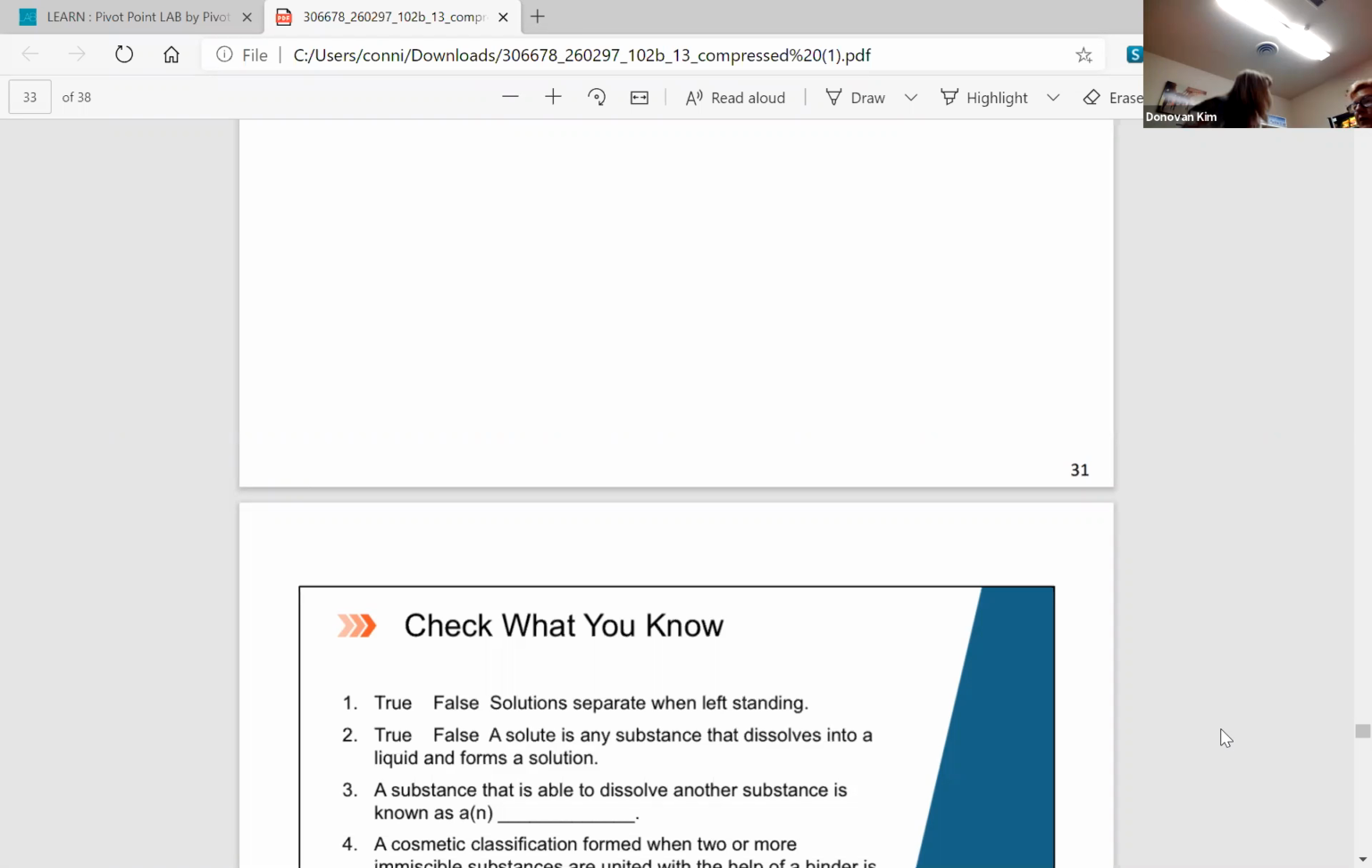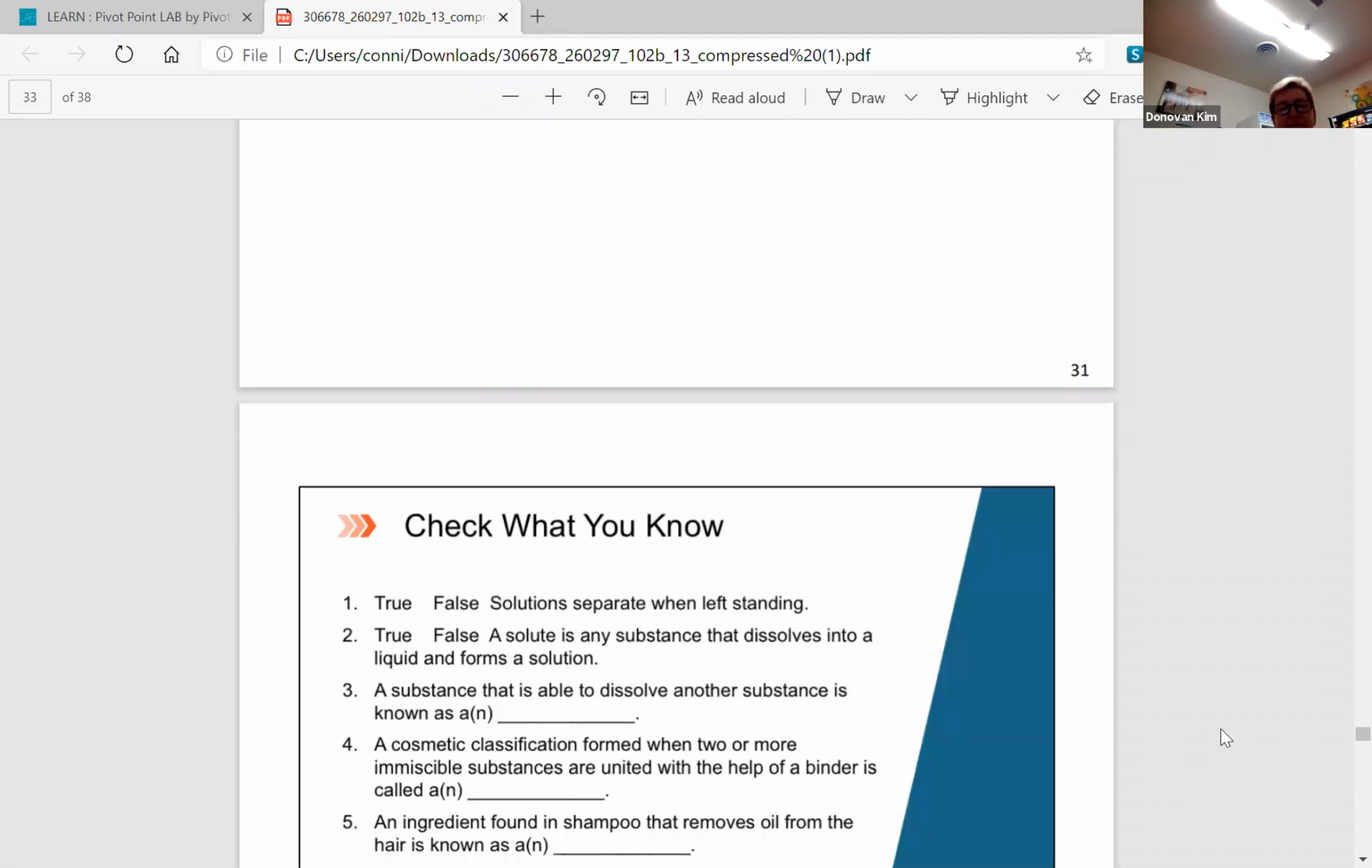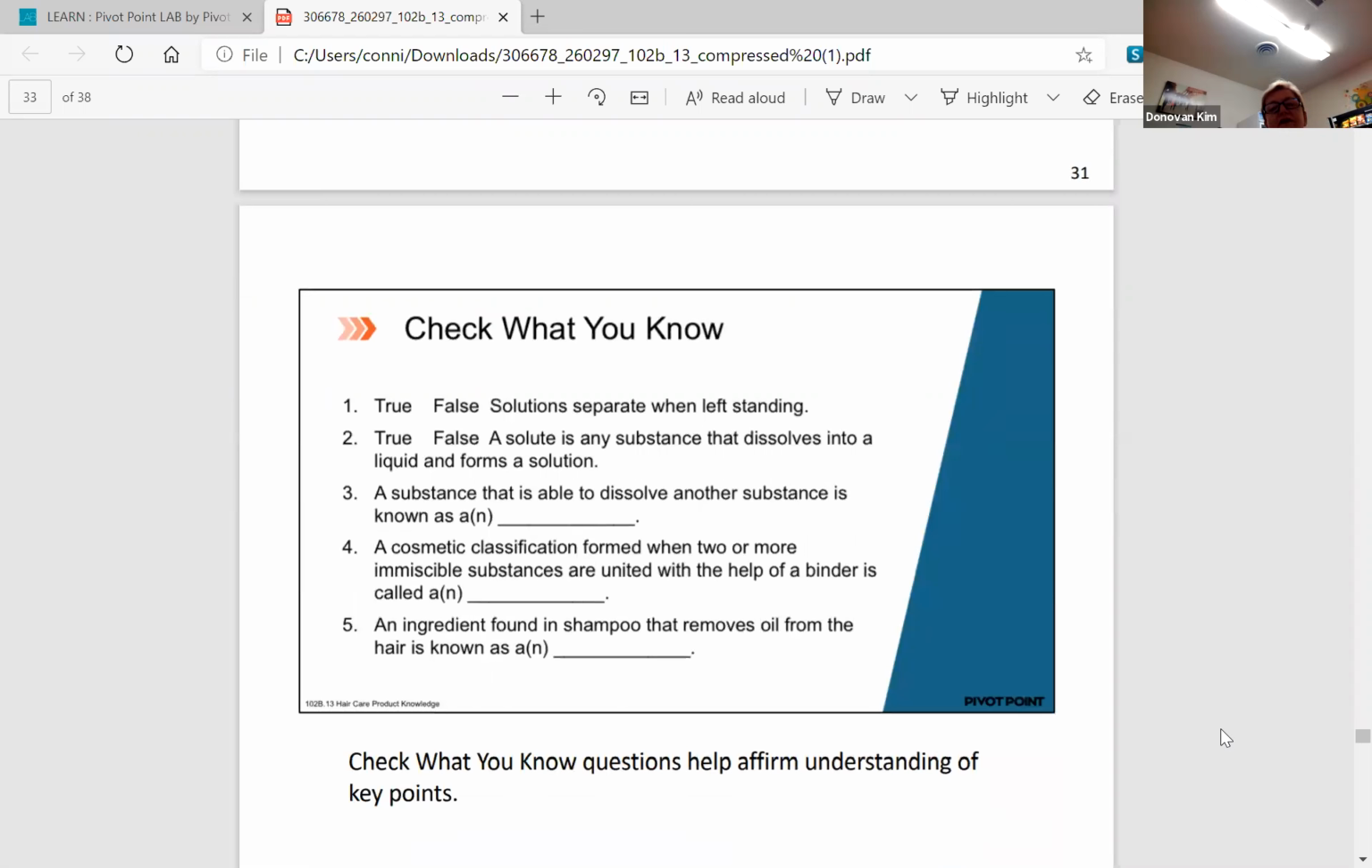Talk to them. How about we do some cross-checking, okay? We're going to cross-check some questions here. All right, so we start off with true or false. Solutions separate when left standing. True or false?